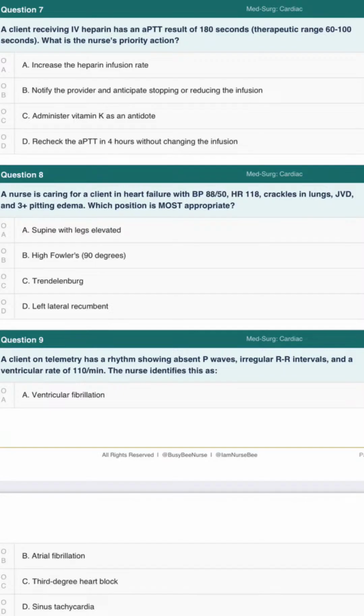Supine with the legs elevated and Trendelenburg both increase the venous return and both worsen pulmonary edema. Left lateral is used in pregnancy and during resuscitation. Okay, so keep that in mind. I'm going to show the rationales for 7, 8, and 9 in a bit. I'm just going to do 9 right quick.